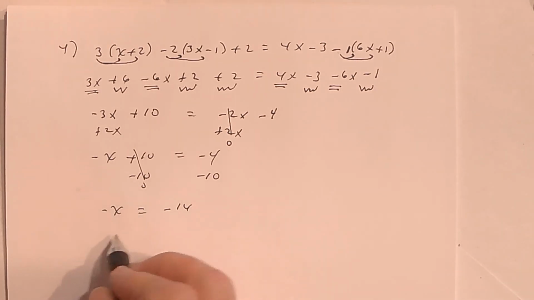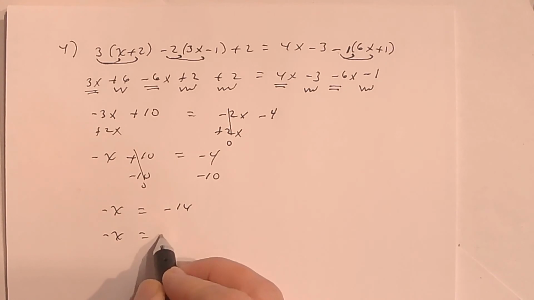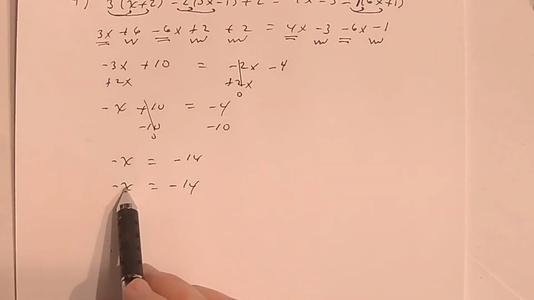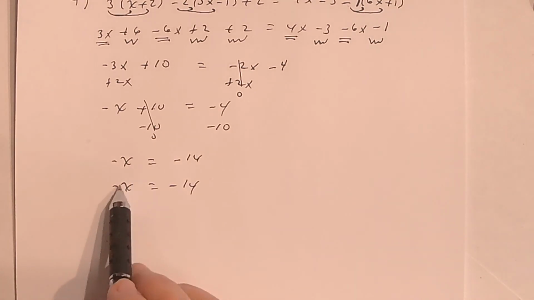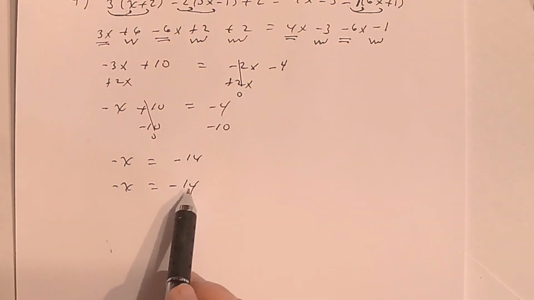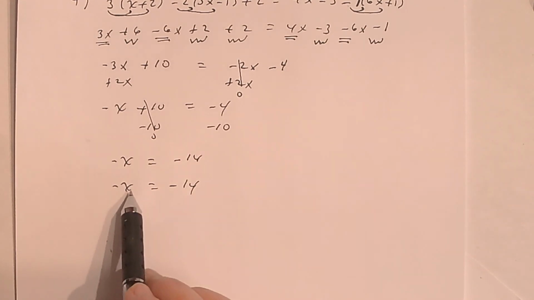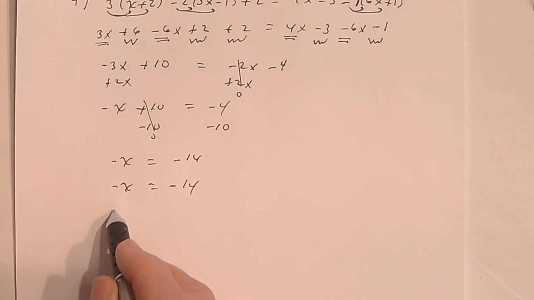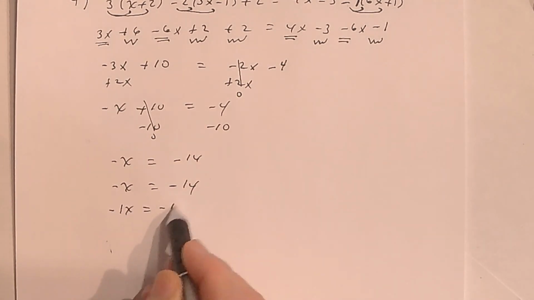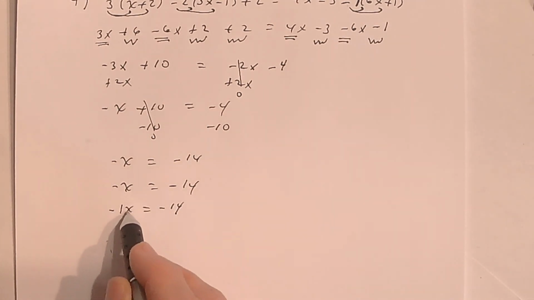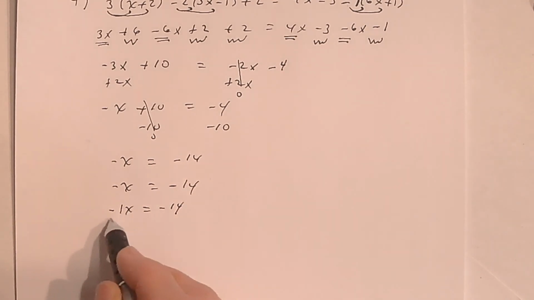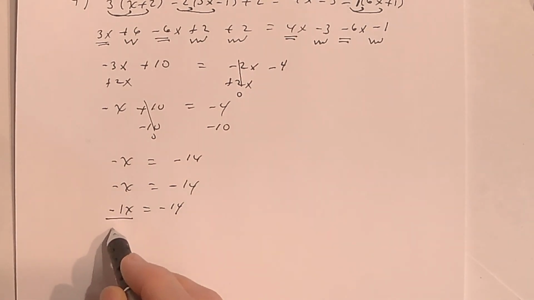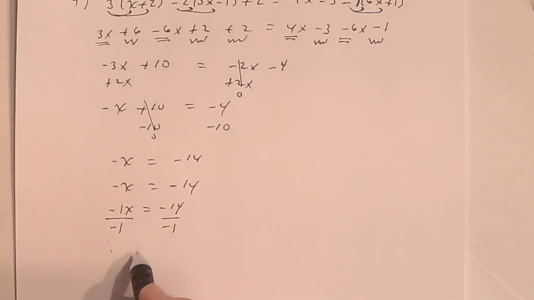All right, so what I would do next is I would rewrite this over. Now remember, what this says is that the opposite of x is a negative 14. But what I would do is rewrite this as negative 1x is equal to negative 14. And then notice I'm multiplying x by negative 1. So the opposite of multiplication is division. So I'm going to divide both sides by negative 1. Remember, you always divide by the coefficient. Don't put an x here.